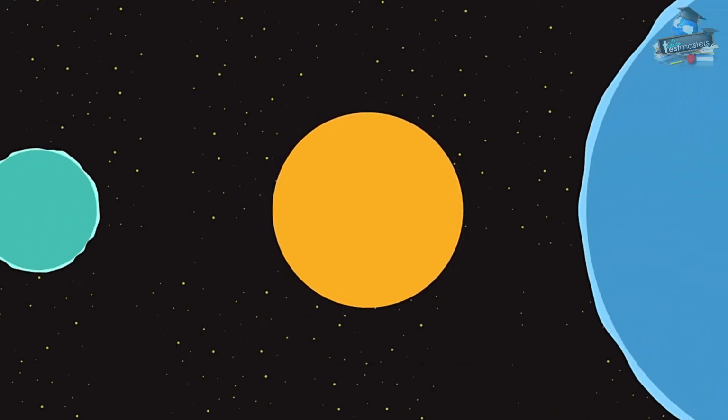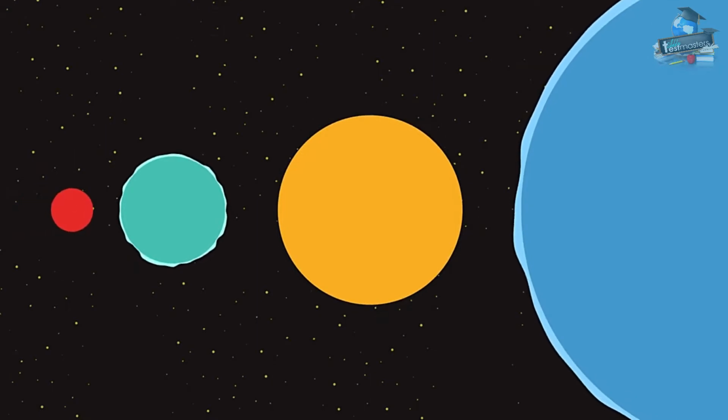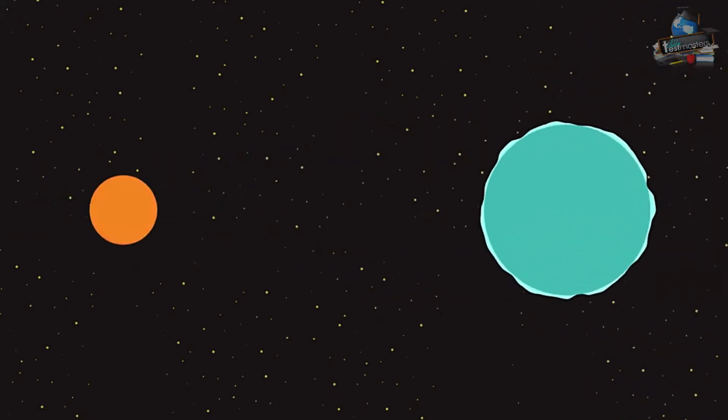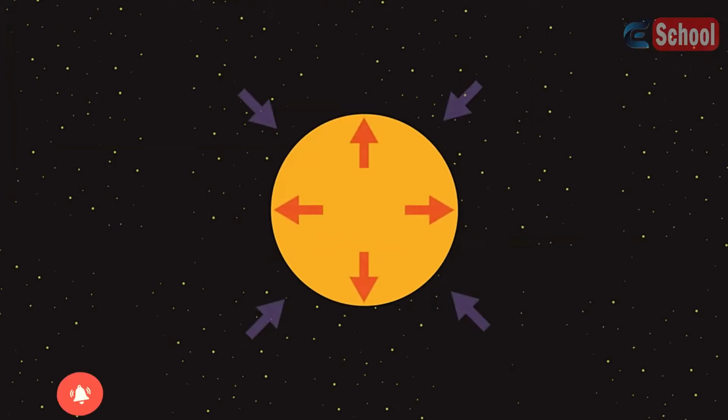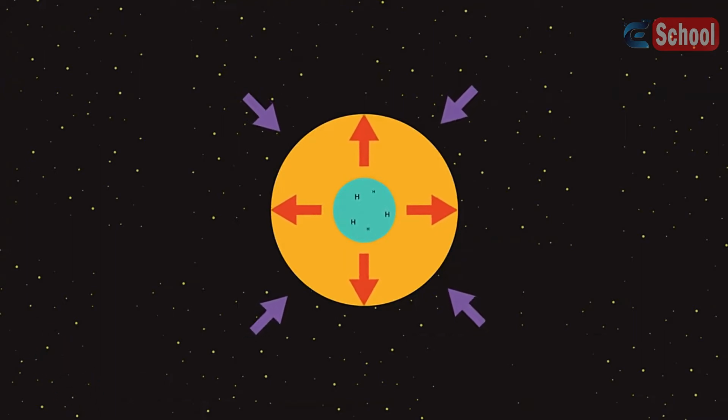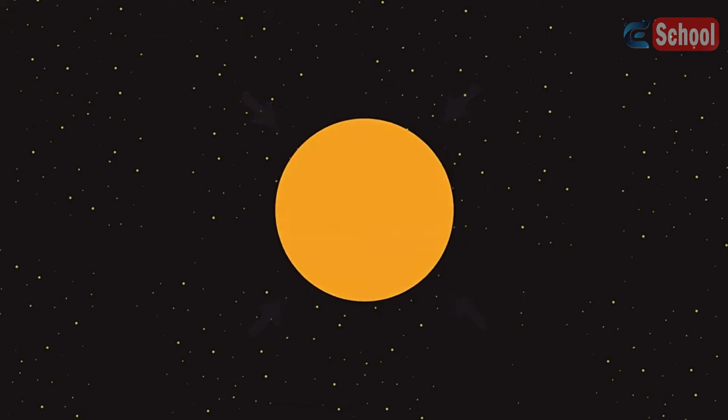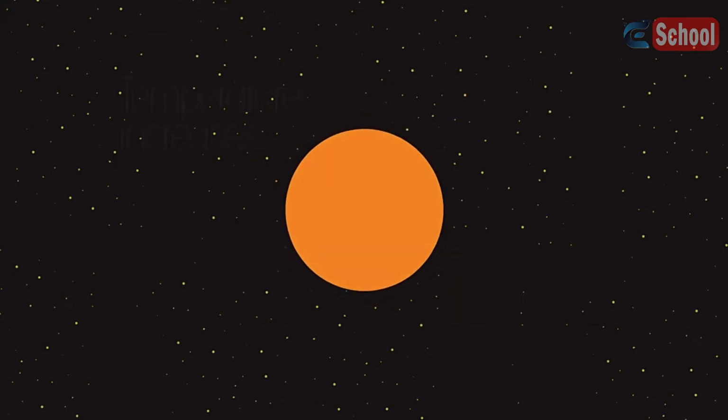What happens next depends on the size of the star. Let's talk about a smaller star first, one roughly the size of our Sun. Up until now, the nuclear fusion has been occurring between hydrogen nuclei, but eventually the hydrogen begins to run out. Now the outward force of fusion is less than the inward force of gravity. This causes the star to collapse inward and the temperature to increase.